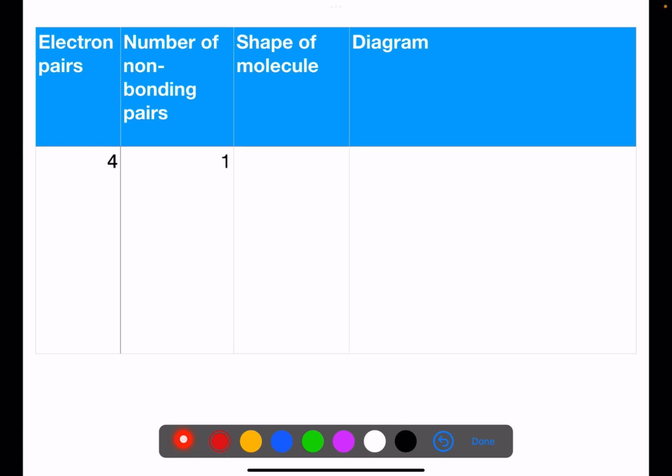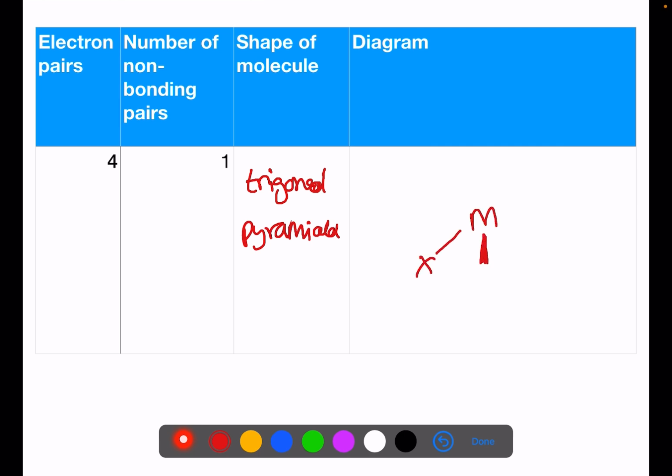If you have 4 and you've got one non-bonding pair, then this will be trigonal pyramidal, so just a single pyramid. And this is what happens when you have ammonia. So your 3 bonding pairs will push down the way, and your non-bonding pair will be on the top, taking up as much space as it can. So overall tetrahedral, but if you ignore the non-bonding pair, the molecule itself is trigonal pyramidal.